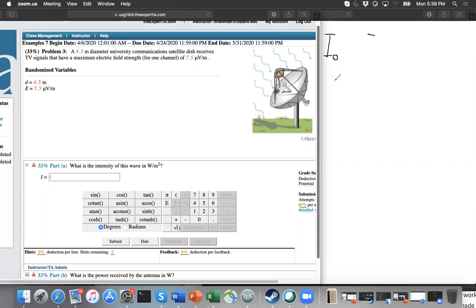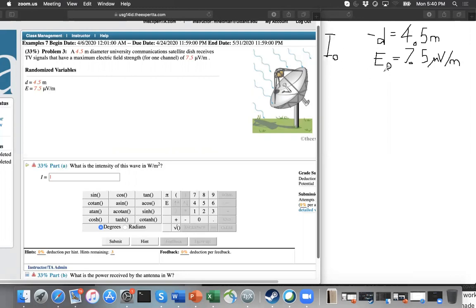Okay, what do we know? Well, we know the size of the dish that we're receiving this with is 4.5 meters. And we also know the electric field magnitude, which I'll just write as E naught again to try and be consistent with my own notation, which is 7.5 microvolts per meter.